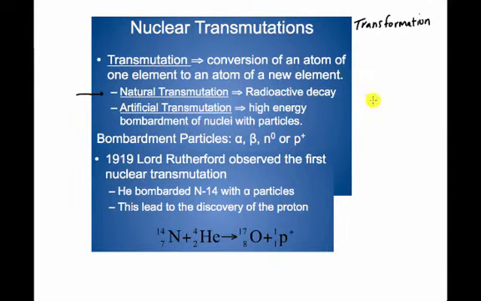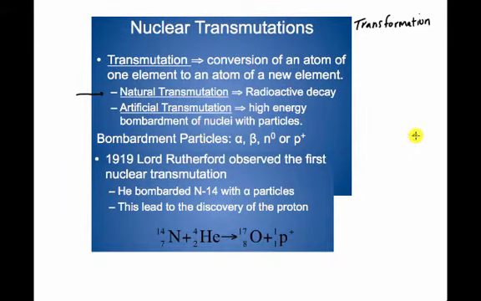Well, scientists got the idea that maybe we can artificially transmutate. Now, this is what the alchemists wanted to do a long time ago, but they had no clue about atoms, let alone the ability to transmutate them into something different. So they were very clueless on how to actually accomplish this. But with artificial transmutation, we can take high energy particles and bombard nuclei with them. So, high energy bombardment of nuclei with particles.